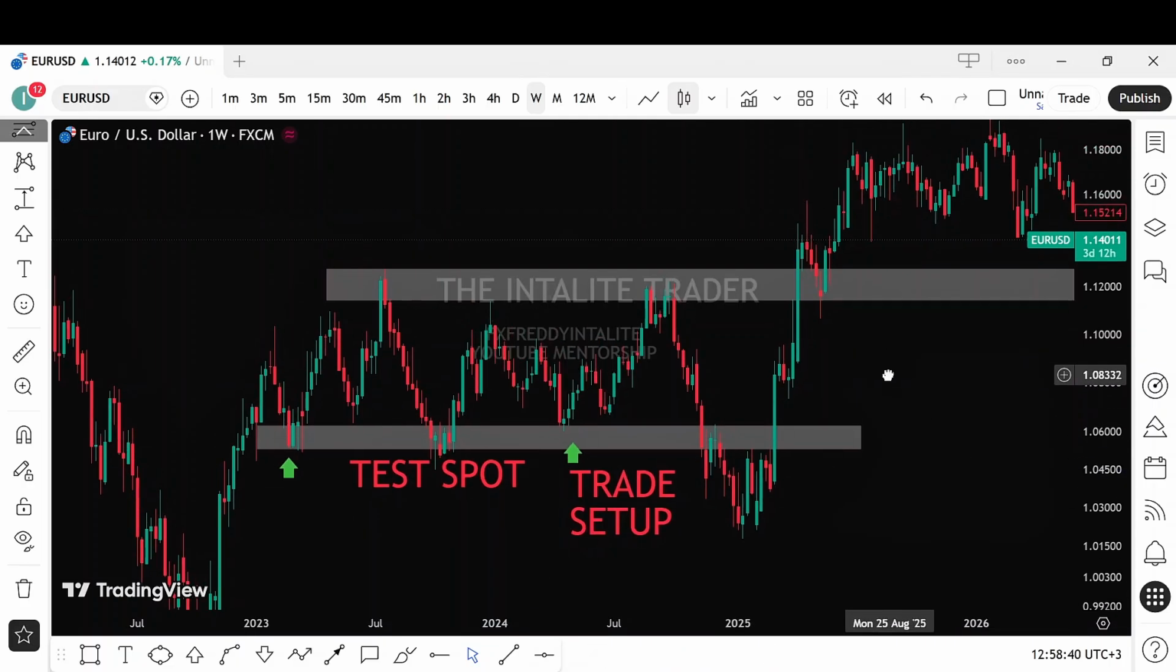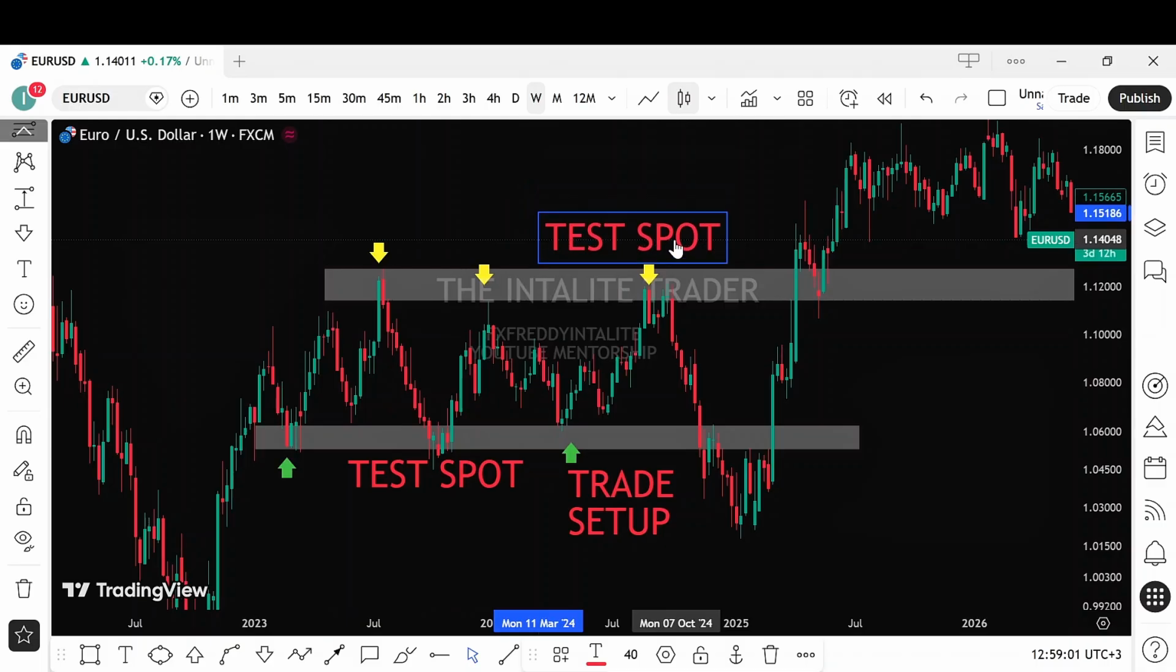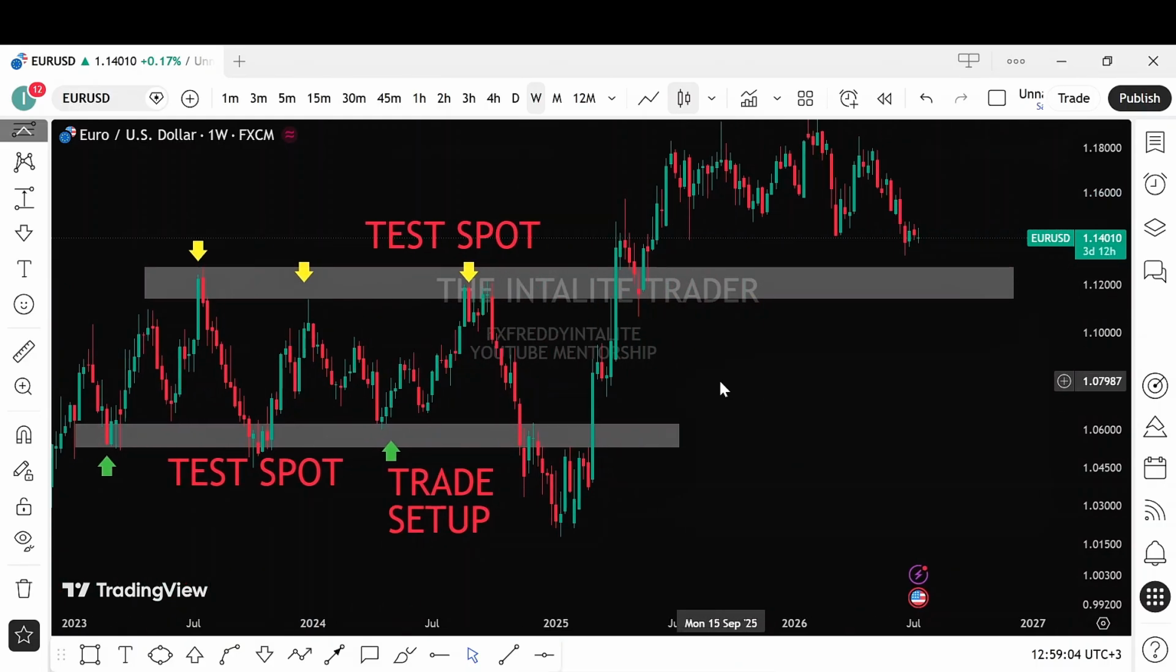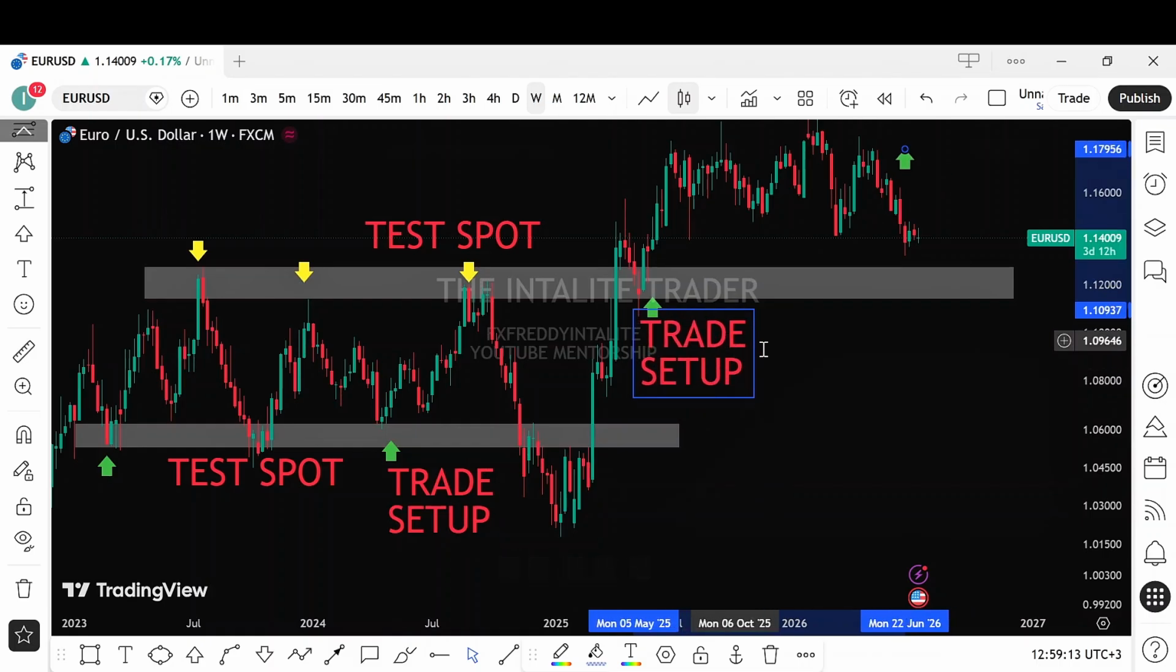The same thing applies here up. You had the level where price reacted. Then you also had price reacting to this level. So this spot, this is our recently respected spot here. This is our test spot. And then this provides our entry trade setup at this point here.